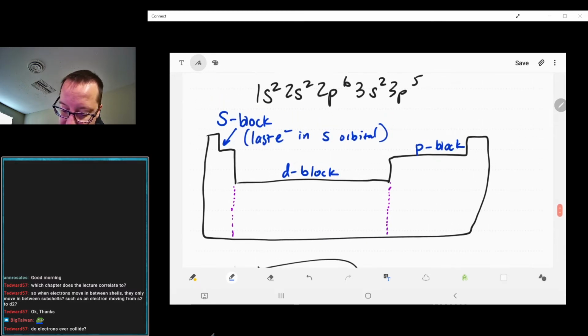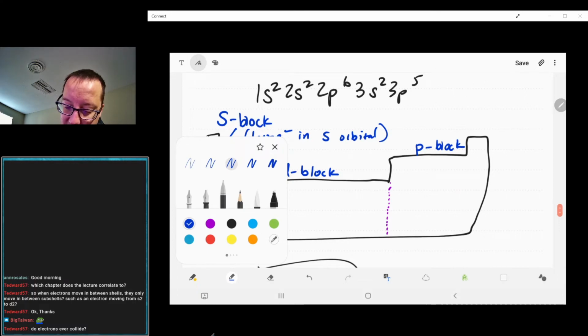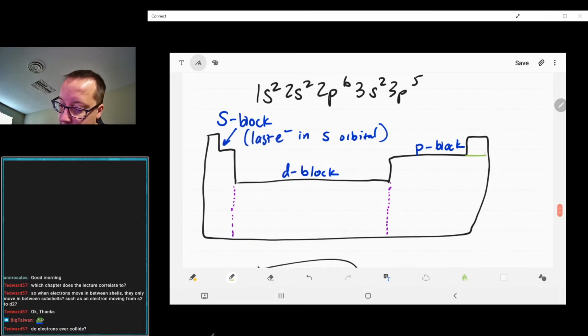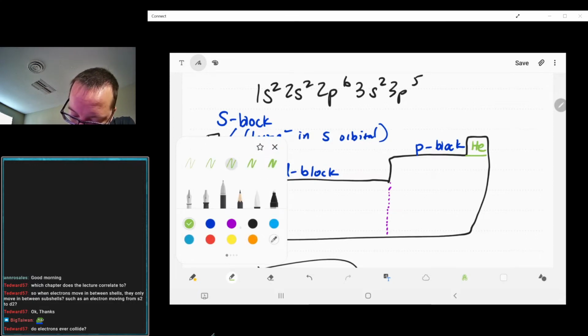Notice that helium here is special. Helium is actually still part of the s block, but it's arranged there because chemically it behaves like everything else in that column. So helium is kind of its own little section there. All right, here is... Oh my gosh. Oh, I'm tired today. That long weekend does that to you, huh?